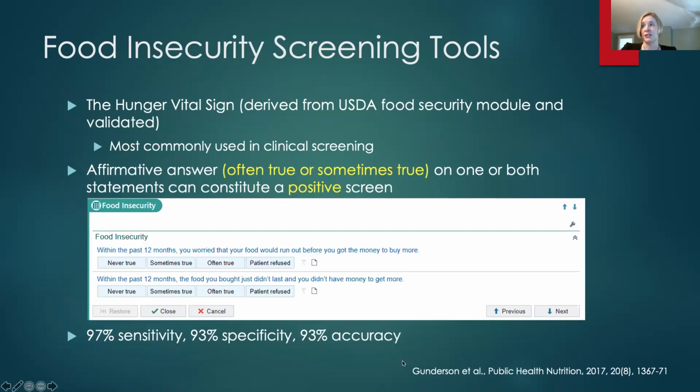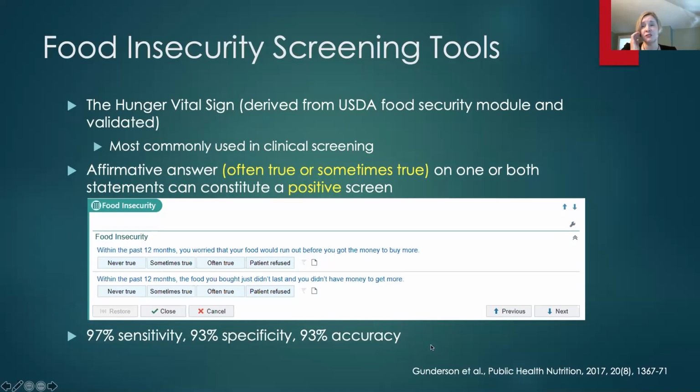So the hunger vital sign is derived from the USDA food security module and consists of 2 questions, with an affirmative answer on one or both of these questions constituting a positive screen. And again, "often true" or "sometimes true" is a positive answer. So the questions are: within the past 12 months, you worried that food would run out before you got money to buy more, or the food you bought just didn't last and you didn't have money to get more.